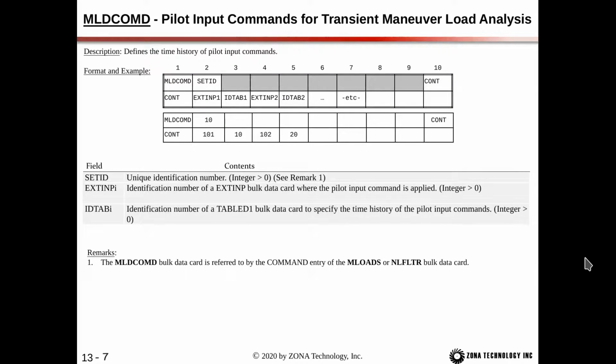Next, we have the MLD command, which defines the pilot input commands. So we have the ID number. Then we have an open-ended input where you can define as many commands as you would like. So the first we have EXT-IMP, which refers to the EXT-IMP bulk data card, which defines where the pilot input command is applied. So this card will then refer to a control surface. Then we have ID tab, which refers to the table D1 card, which specifies the time history of the pilot input command. So if you want to give a doublet to the elevator, you would define the doublet time history in the table D1, and then using the external input, you would refer to the elevator.